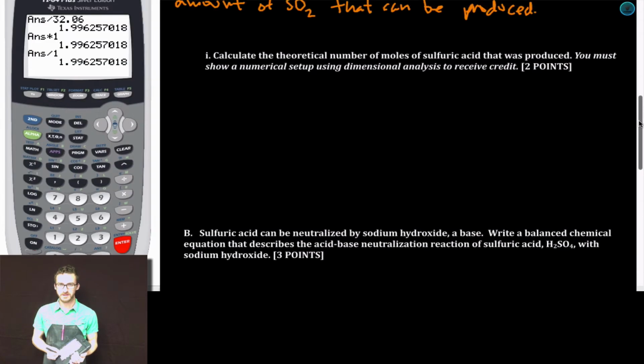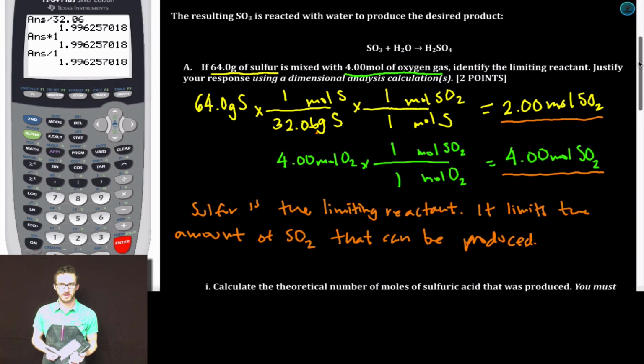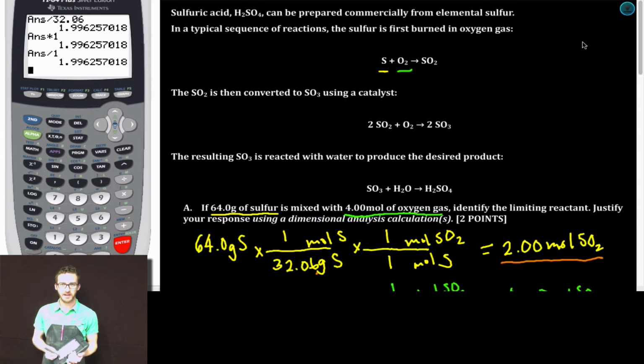Alright, now importantly, in part A, we identified that sulfur was our limiting reactant. So as I go back up to this series of reactions, it's the sulfur that's going to ultimately determine how much SO2 I can make. And then in the second equation, we'll determine how much SO3 I can make. And in the final equation, we'll determine how much H2SO4 I can make.